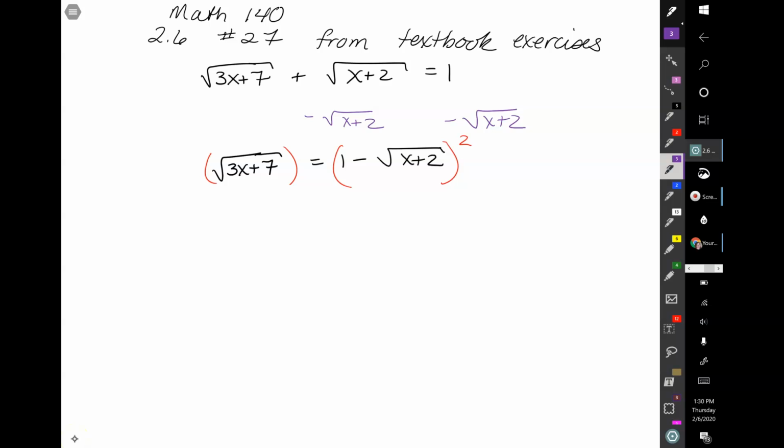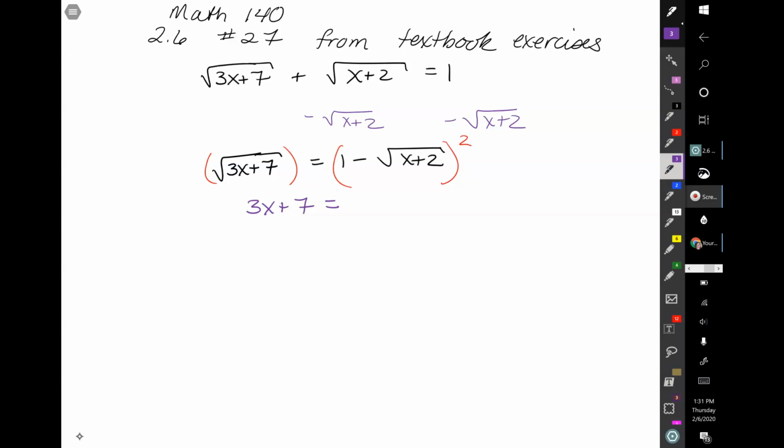This left-hand side, though, is pretty simple. You're just going to take the square root. That leaves you with 3x plus 7, so just let that sit there. And then we have equals all the other stuff. So now I have to square this 1 minus square root of x plus 2.